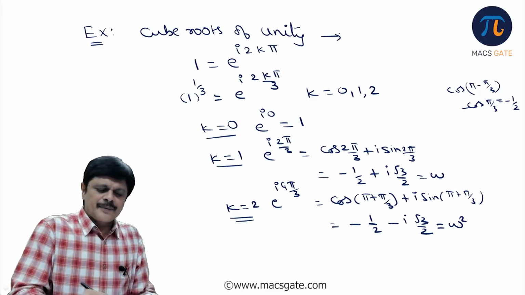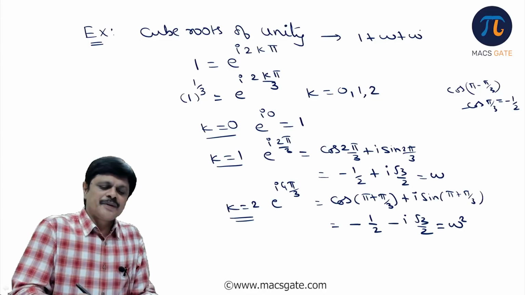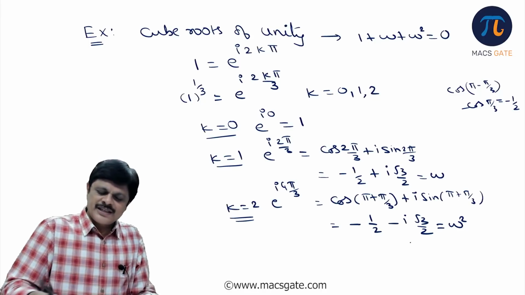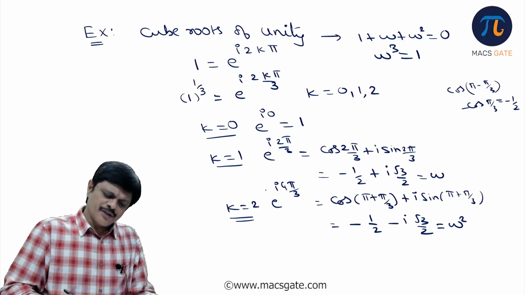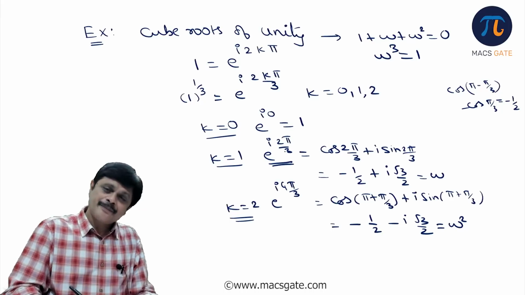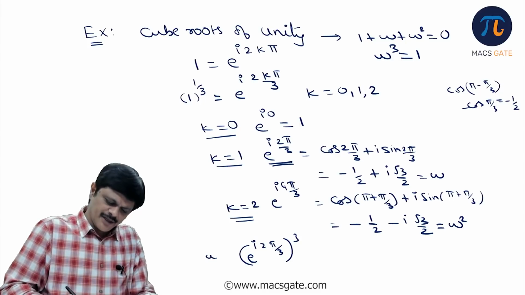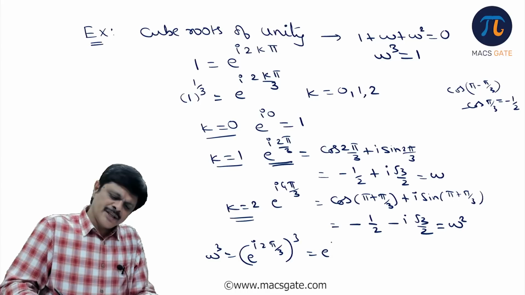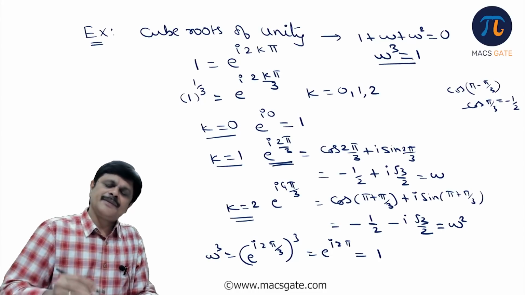If you remember, or even if you do not remember, you know the sum of the cube roots is 0. You can just add and check that. And omega cube is equal to 1. Omega is this number; taking the whole cube, the 3 cancels. For example, (e^(i2π/3)) whole cube is omega cube, which is nothing but e^(i2π). And e^(i2π) is nothing but 1. So that is the idea.